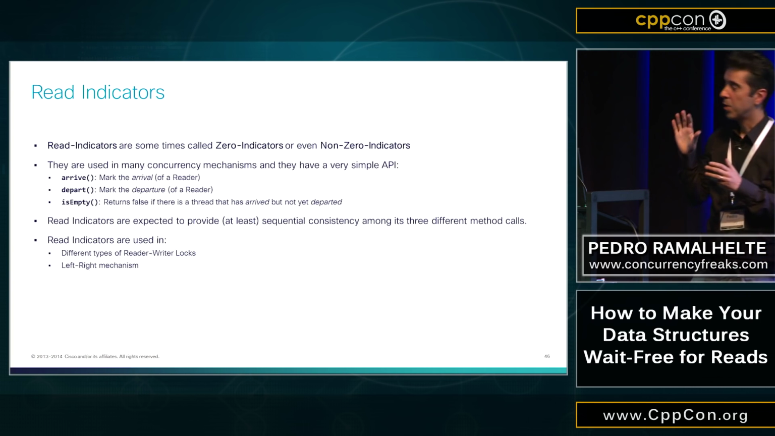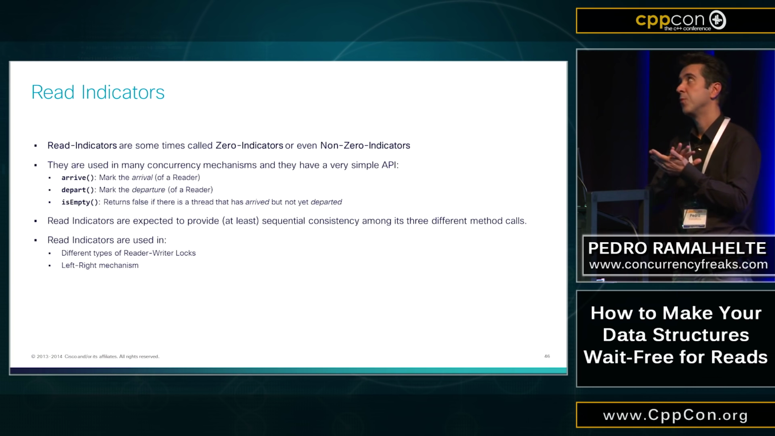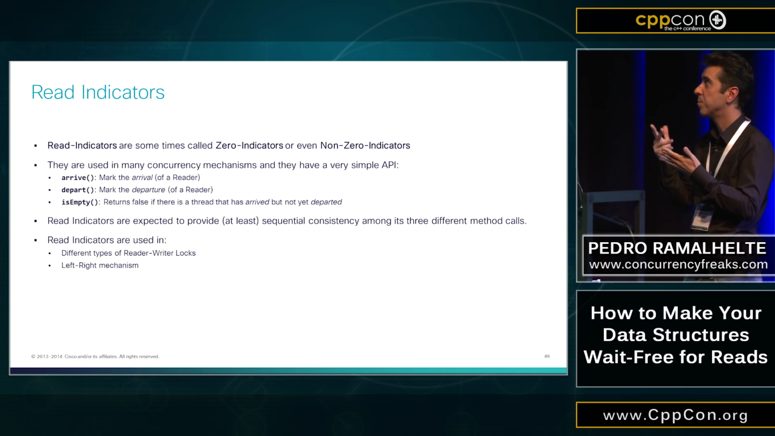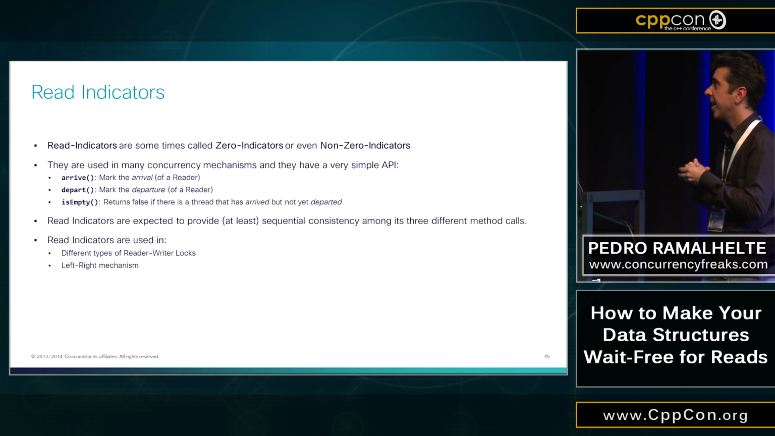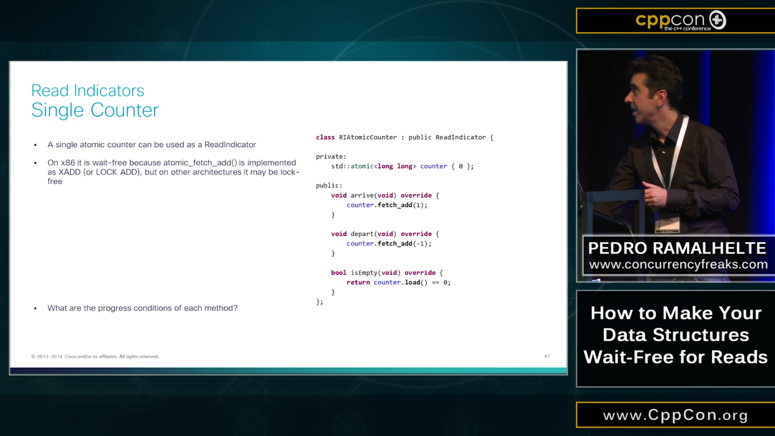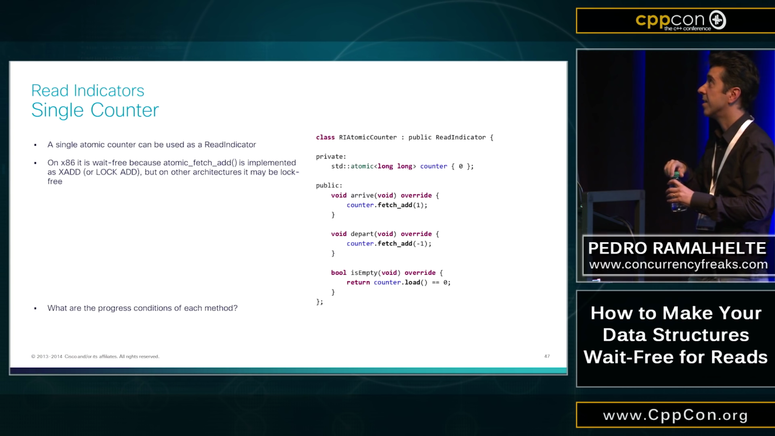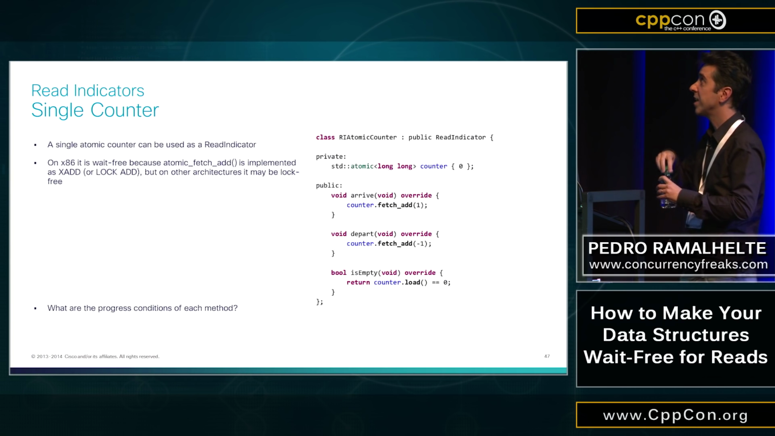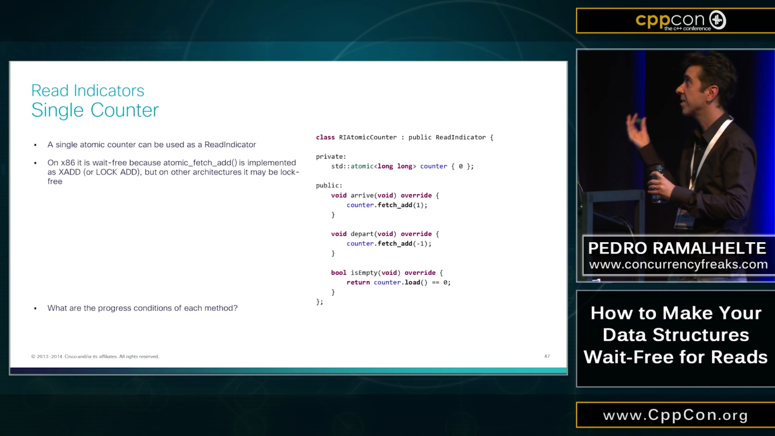So basically, for the purpose of this talk, read indicators have three methods: arrive, depart, and is empty. And they have to be sequentially consistent or at least linearizable. The simplest of them is just an atomic counter where you do fetch and add on the arrive, fetch and add -1 on the depart, and to see if it's empty or not, you just do a load.